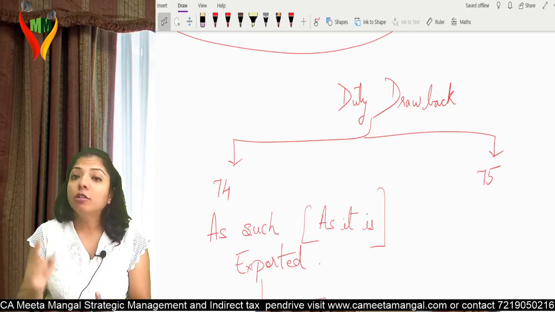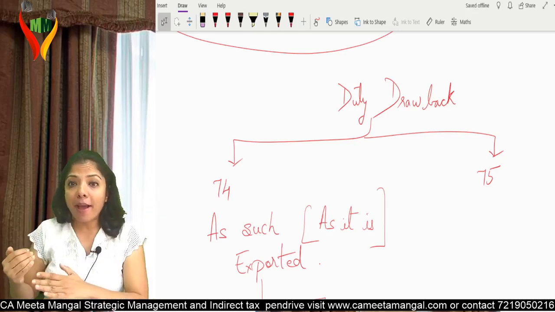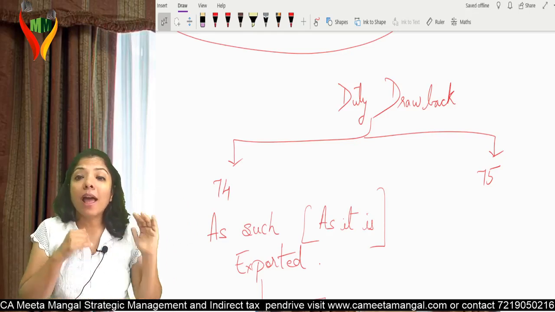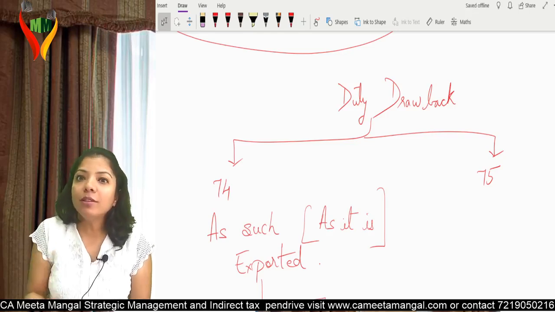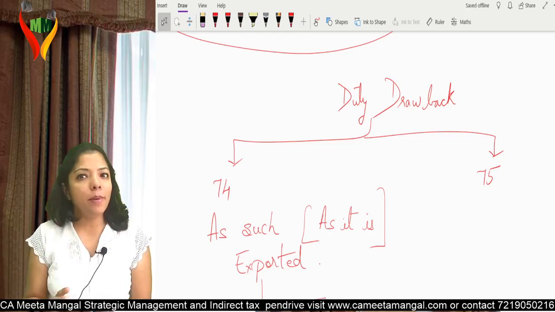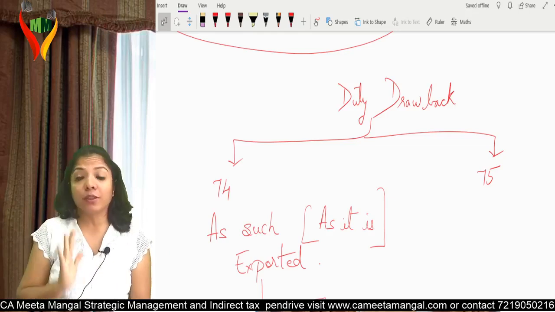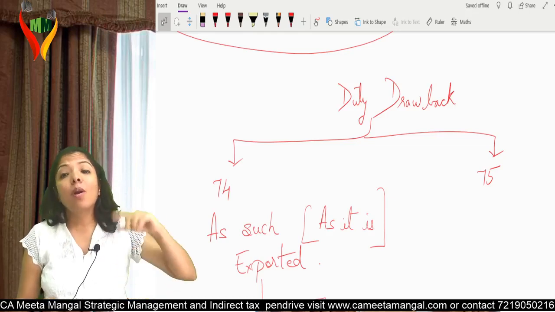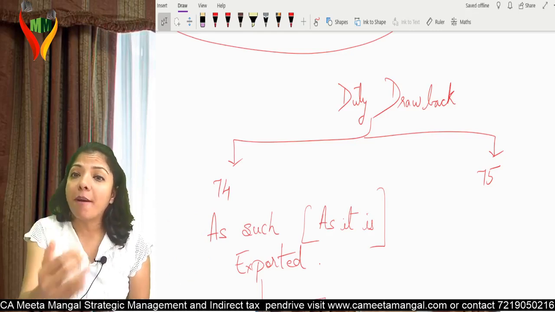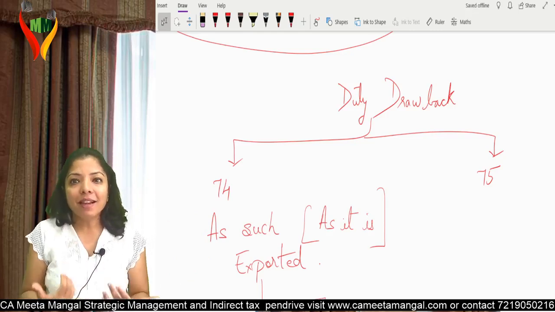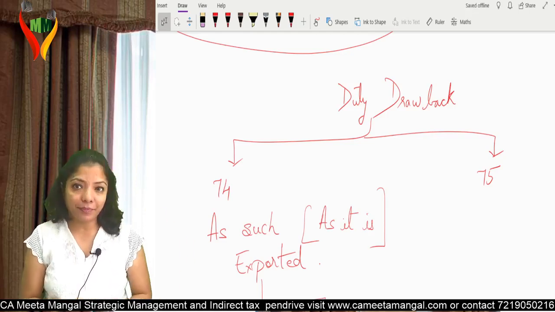I hope you're with me. So again, listen to what I'm trying to say. Section 74, duty drawback. When I say duty drawback, I'm going to export. Government wants to promote export. To promote, they need to give me some motivation. The government is saying, okay, Meeta, you export. While exporting, we will not levy any export duty. And whatever duty you have paid while importing, I will give you the drawback also. That means somewhere or the other, I have that motivation of doing export. I will get my money back.